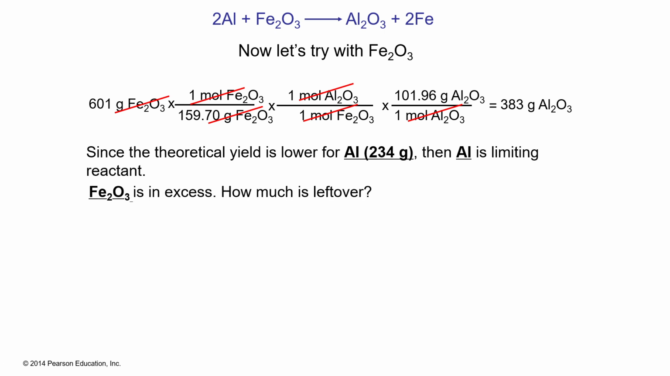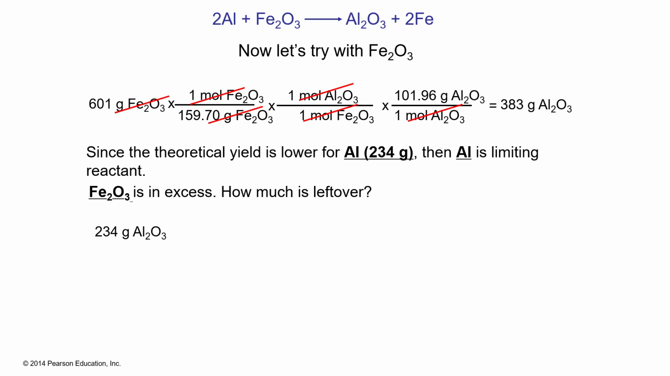We could ask another question. Since we therefore know that the other reactant, the iron 3 oxide, is in excess, how much is left over when the reaction stops? There are several ways you can do that, but one of them is to say, well, let's say that I got the 234 grams of aluminum oxide theoretically. I'm going to now go backwards in the chemical equation and ask, okay, so to generate this amount of product, how much of the iron 3 oxide had to react?